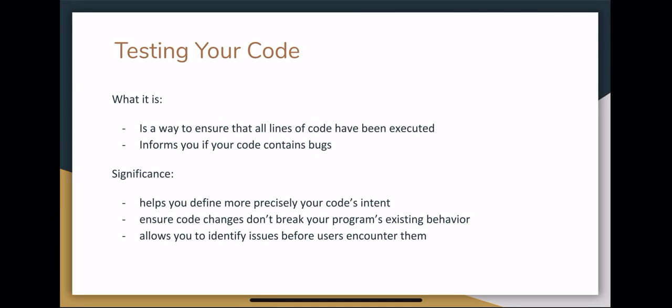First of all, what is it? It is a way to ensure that all lines of your code have been correctly executed, and it informs you if your code contains any bugs. It is important because it helps you define more precisely your code's intent, allows you to identify issues before users even encounter them, ensures that code changes don't break your program's existing behavior, and allows you to have a more decoupled architecture.